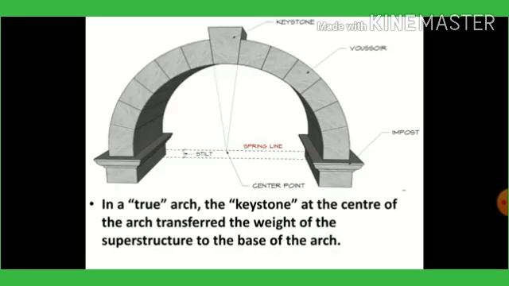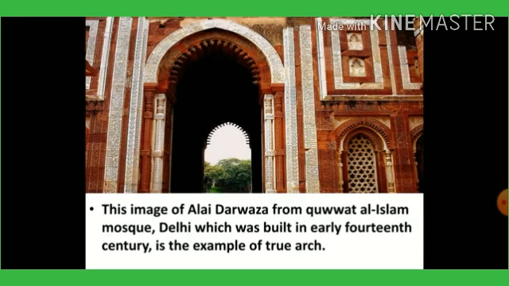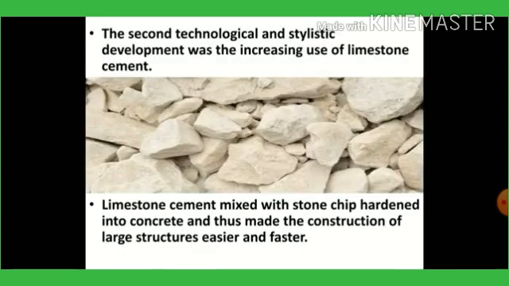It is an image of a true arch. The keystone at the center of the arch transferred the weight of the superstructure to the base of the arch. This is an image of the Alai Darwaja from Quwat al-Islam Mosque, Delhi, which was built in the early 14th century. It is an example of a true arch.